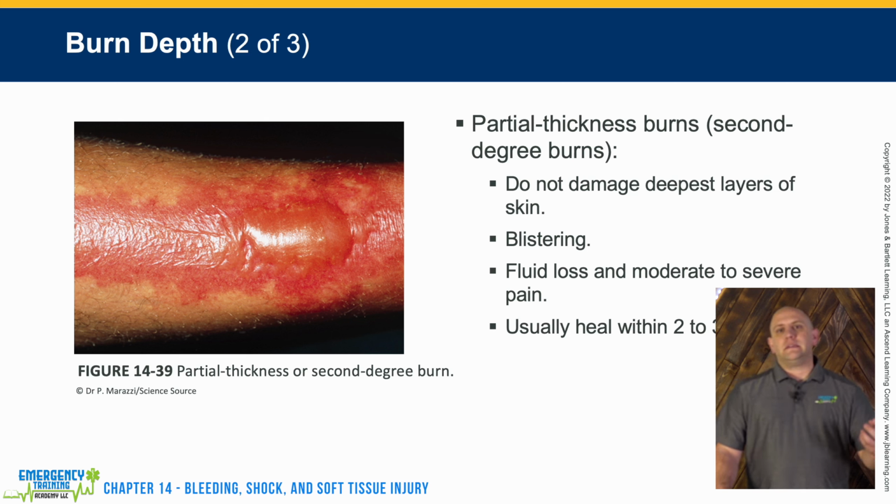As that burn continues and moves deeper into the tissue, we will move on to our partial thickness burns. These are called our second-degree burns. With our second-degree burns, we're going to continue to see that redness expanding. This is when we're going to start seeing blistering. These patients are going to have severe pain associated with that. They will have some fluid loss as the skin loses the ability to keep that fluid in.